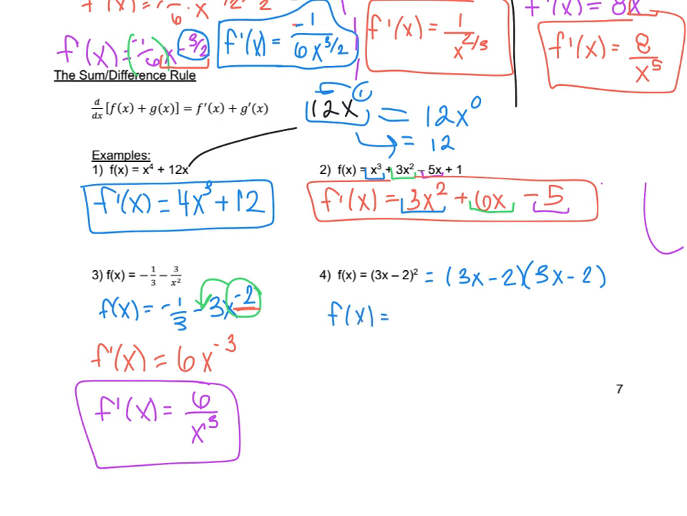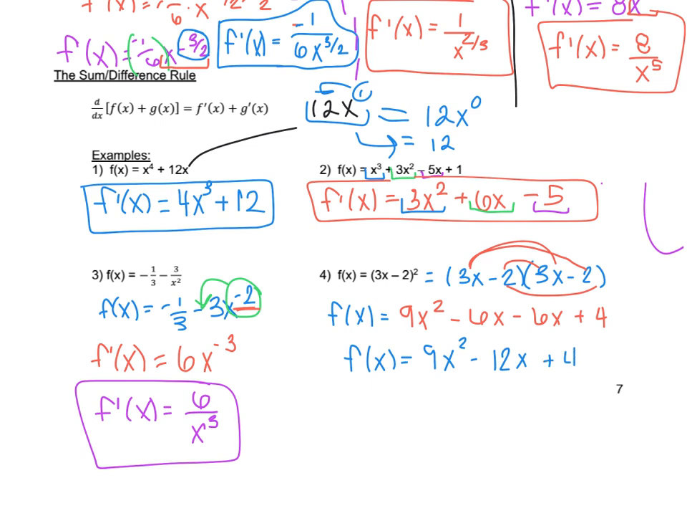So this we would rewrite by, you could use an area model, or if you're comfortable with just doing the distribution, 3x times 3x would be 9x squared. 3x times negative 2 is negative 6x. Negative 2 times 3x, that's another negative 6x. And then negative 2 times negative 2 would be plus 4. So this gives us a final function that we can apply the power rule to. So we've got 9x squared minus 12x plus 4.